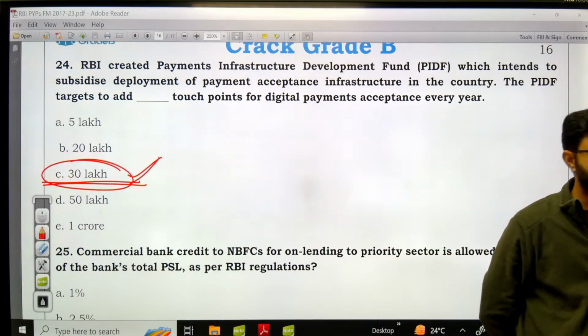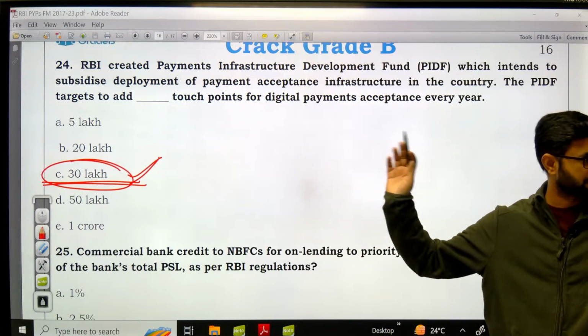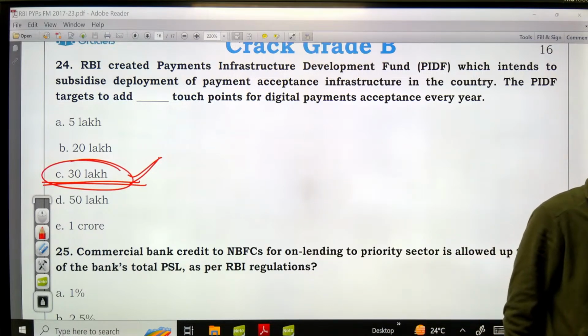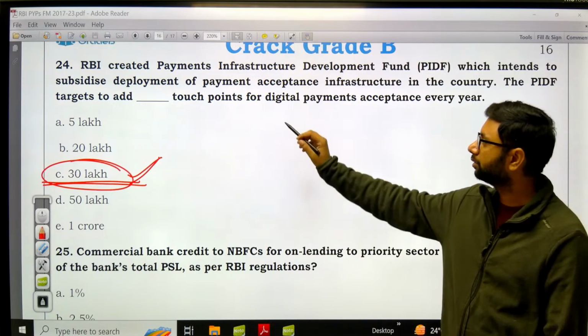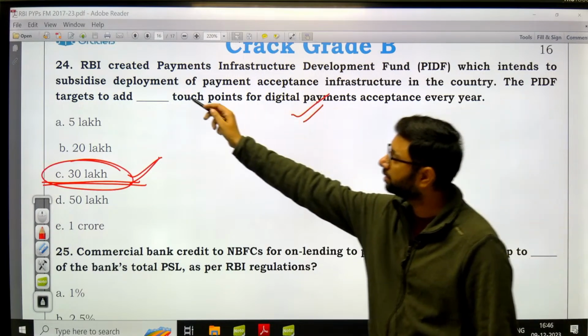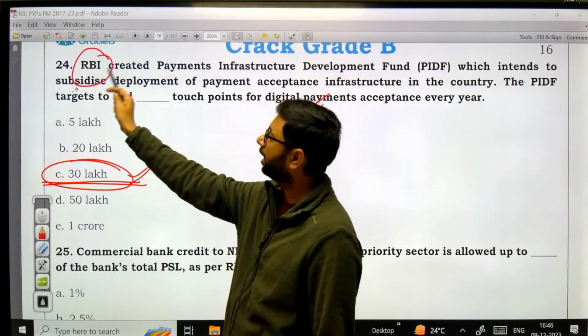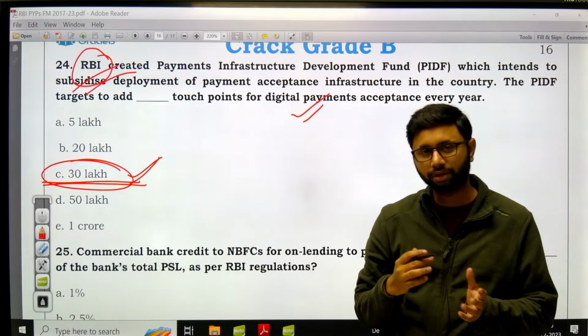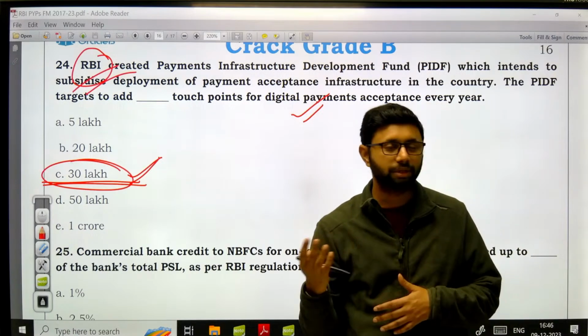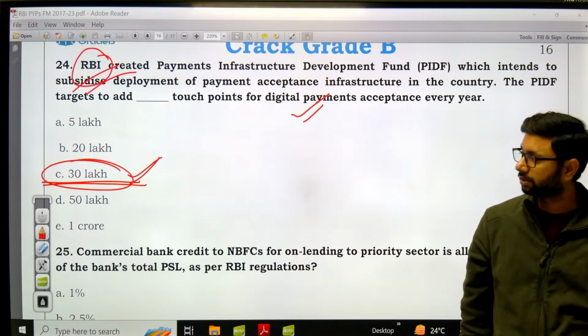Yeah, I understand. It's old news, and if you don't answer this question, it's all right. But understand how such types of questions are being asked. Any news related to RBI and any details within that news you cannot ignore. They can come either in ESI or in FM.